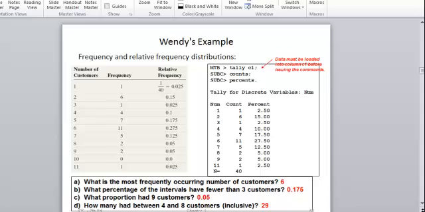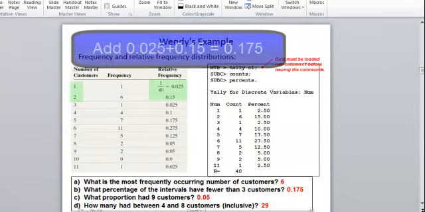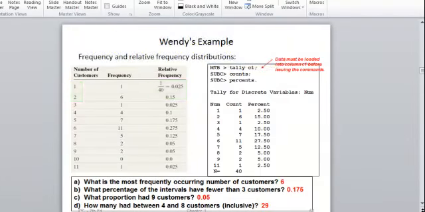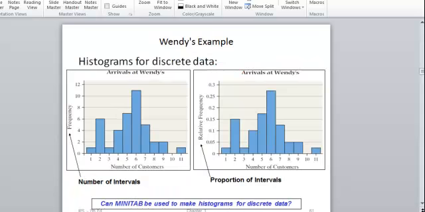So what is the most frequently occurring number of customers? Well, for 11 out of the 40 days we saw 6, and that was the most frequent, so 6 would be the answer to that. What percentage of intervals have fewer than 3 customers? So which intervals have 2, 1, or 0? Well, I would just add 0.15, 0.15, and 0.025 to get 0.175, and so forth, to answer the other questions. This is looking at the bar graph for the Wendy's example, and we see the frequency and relative frequency bar graph for this example.